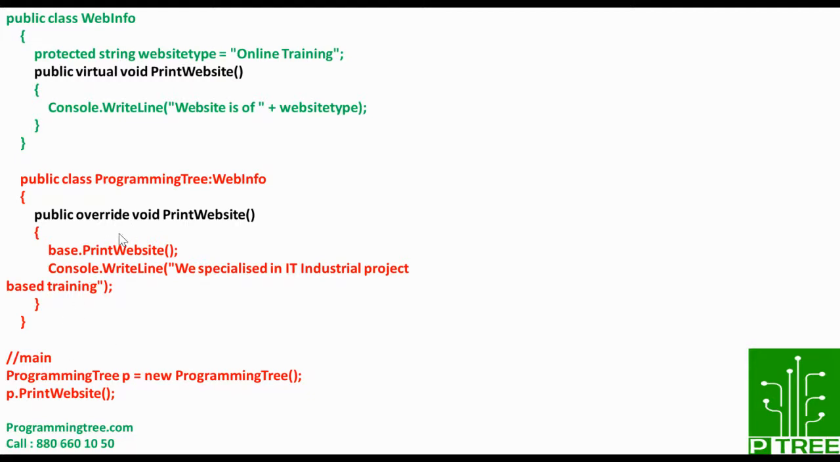Apart from that, there is base.PrintWebsite. This additional explicit calling of the base method is done here. What it will do is, whenever p.PrintWebsite gets called, it will call this method. base.PrintWebsite will call the method of the base, and then it will print the extra implementation within the derived class. So it's completely optional whether you want to call the base implementation here or not. If you don't want, you can comment this part.